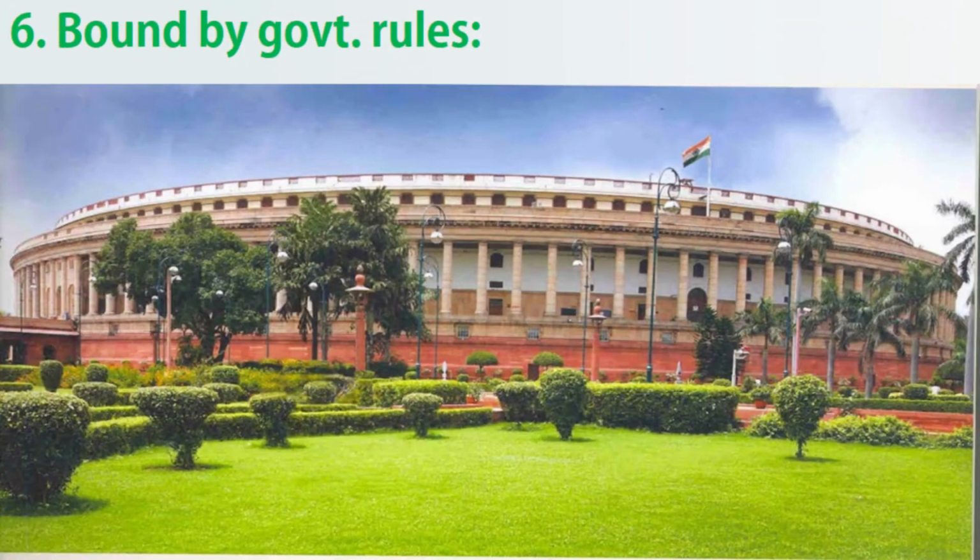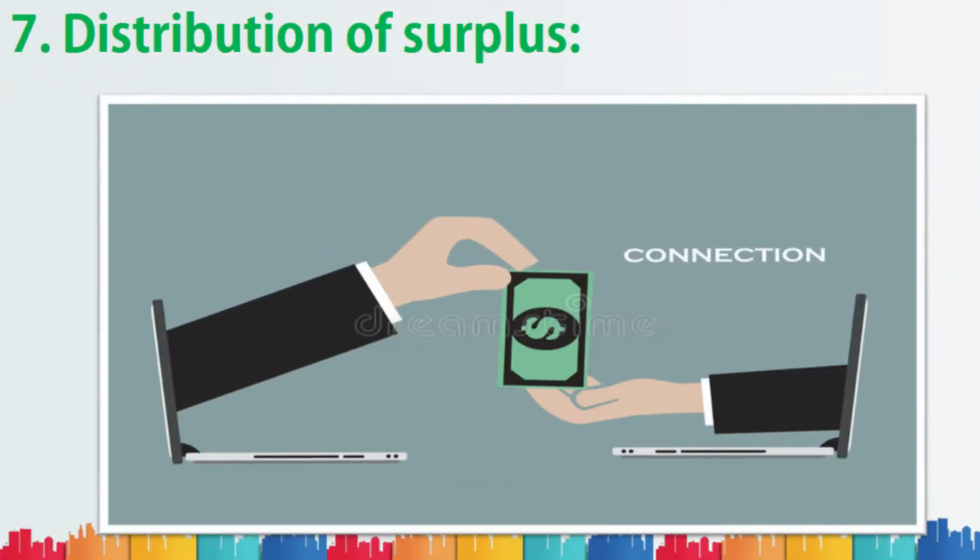Moving on to the next point, that is being bound by government rules. Whenever you're running a business or doing activities, you have to be bound by the rules of the government. So the government gives you rules. Those rules are given by the Cooperative Societies Act 1912. Moving on to the next one, that is distribution of surplus. Whenever the organization earns a profit while doing economic services, sometimes they may earn a small bit of profit. This profit can be distributed among members.